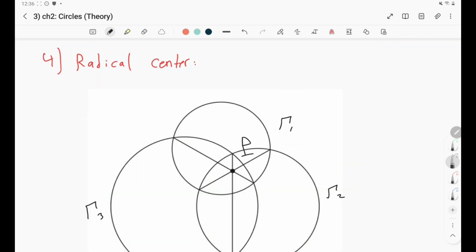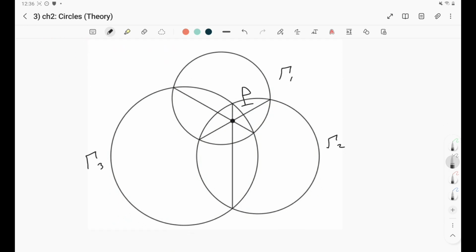Our fourth idea is about the radical center. What exactly is a radical center? Let's say you have three circles now, gamma 1, gamma 2, gamma 3. Let's say that the radical axis between gamma 1 and gamma 2 is this line here, and for gamma 1 and gamma 3, it's this line here, as you can see. If you assume that they intersect at point P, then we can conclude that point P also lies on the radical axis of gamma 2 and gamma 3.